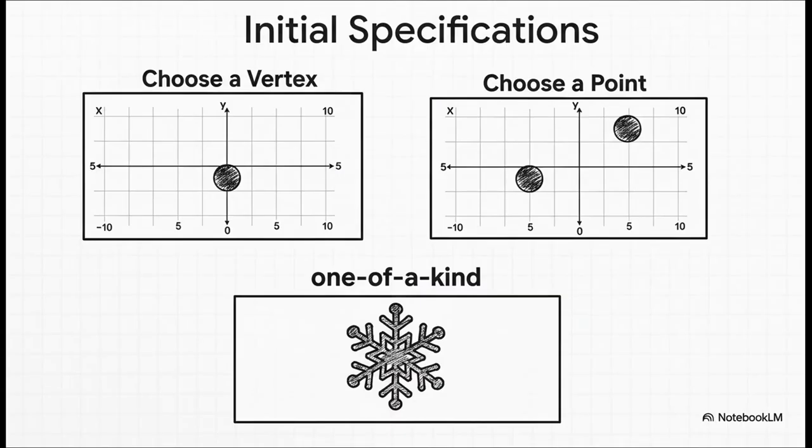Now, let's talk specs. Your vertex, the main turning point, has to have integer coordinates, and they need to be between -10 and 10. After that, you get to choose any other point that's going to lie on your curve. It's the combination of these 2 specific choices that guarantees your parabola will be completely one of a kind.